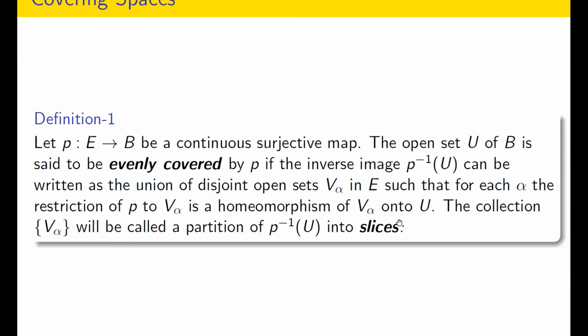Okay, what does it say? We have a continuous surjective map from E to B. Now we take an open set U of B, and that open set U is said to be evenly covered by the function p if we take the inverse image p inverse of U, and it satisfies two properties. First, it can be written as a disjoint union of open sets V alpha. And if we restrict p to V alpha, it is a homeomorphism onto U.